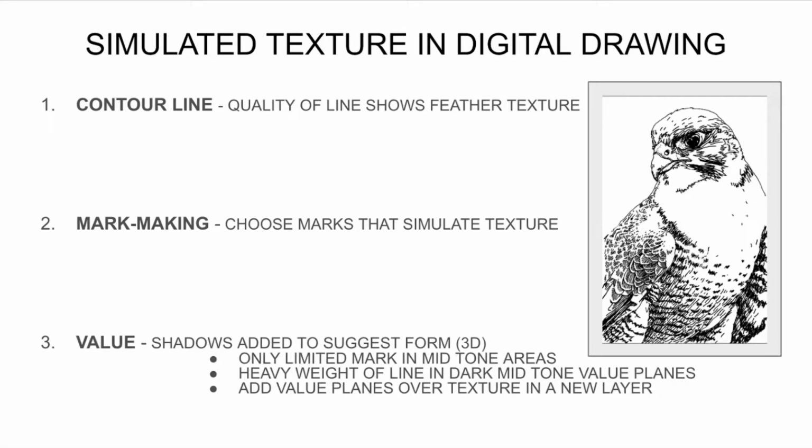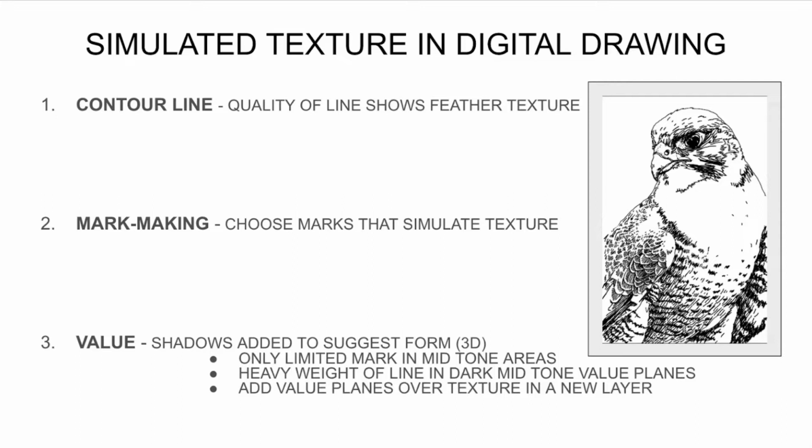Hey everyone, today we're going to be doing a simulated texture study of a photograph of a falcon. We'll be doing it in Affinity Photo, which is a digital editing software. We start off by outlining the shape, and when we do that, we must make sure that the line shows a quality of the texture of the shape, so we should be able to see a feather-like texture.